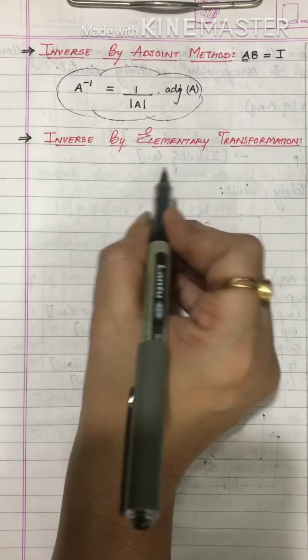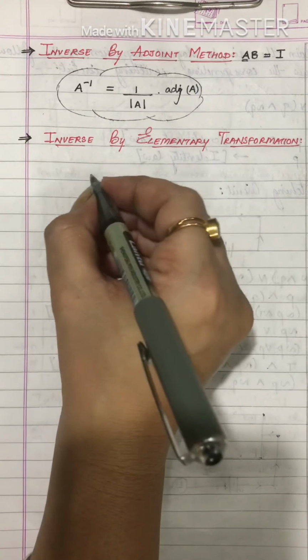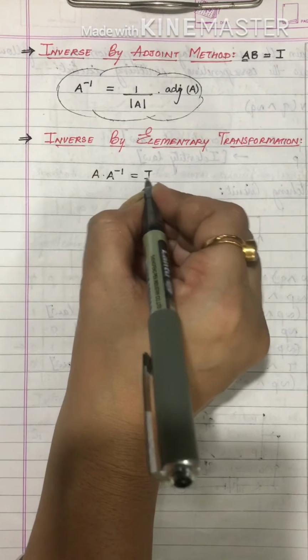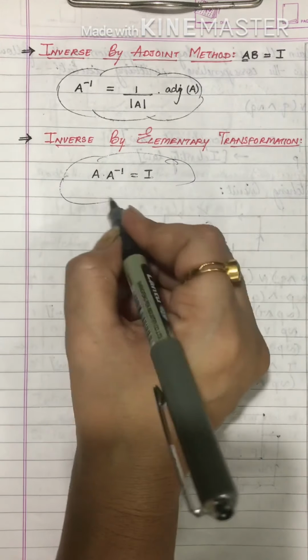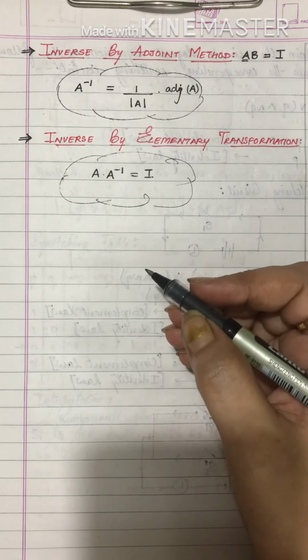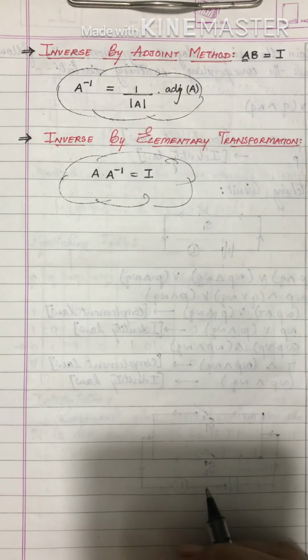The next is inverse by elementary transformation method. We use one formula here, A into A inverse is equal to I. Now how to use this and get the answer, we will see while solving the sums from the exercise. Okay, so let's get started with exercise sums.